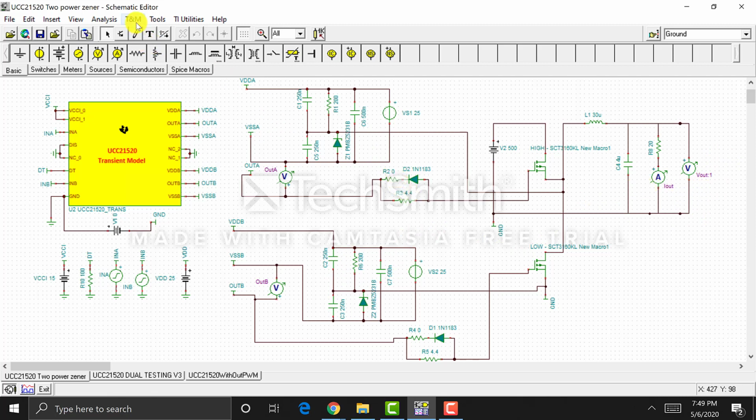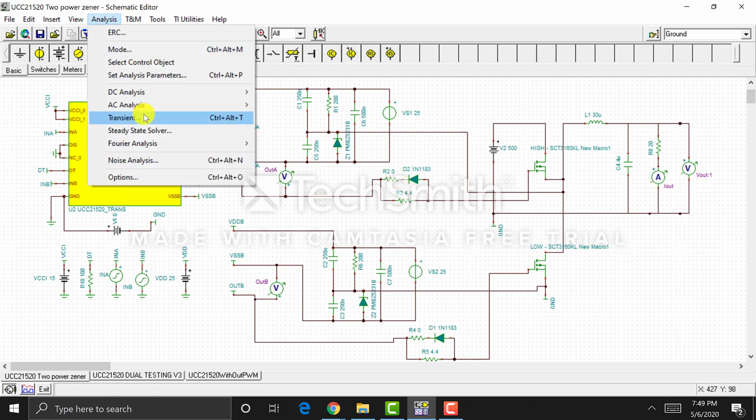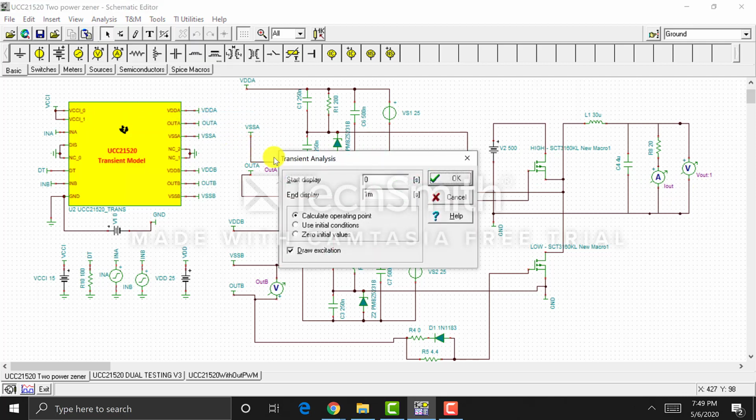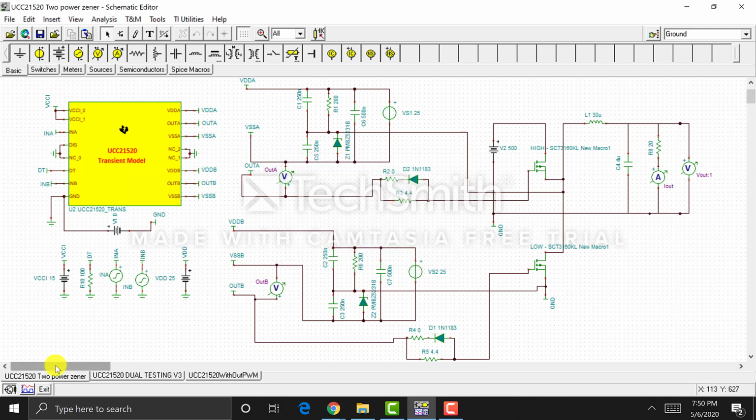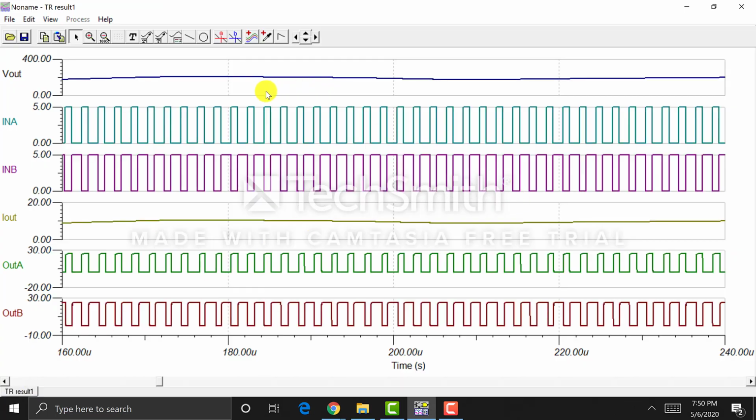We will now simulate this to show you the results. If you have forgotten, click on Analysis, click on Transient, and enter the following. Run it, and you should be able to see the following results appear. From here, we can determine that we roughly get around 200 volts out, and we can also see that our out A and our out B are synchronous, as one is on and one is off at different times.